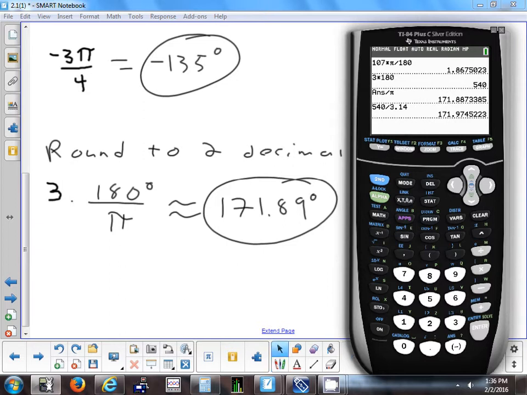Cool. So we took a look at how to change between radians and degrees. Most important thing for today is how to change to radians. Changing to degrees is fine, but not as important as what we did first.